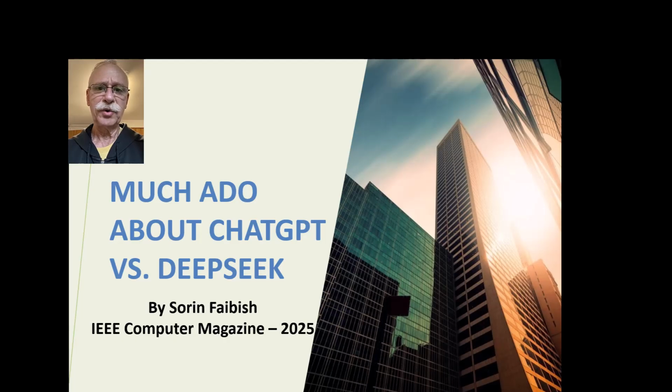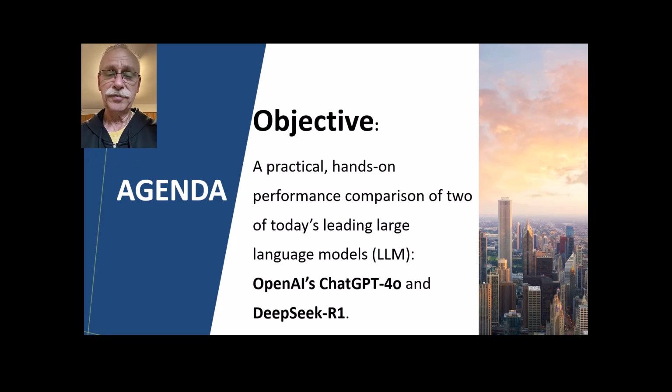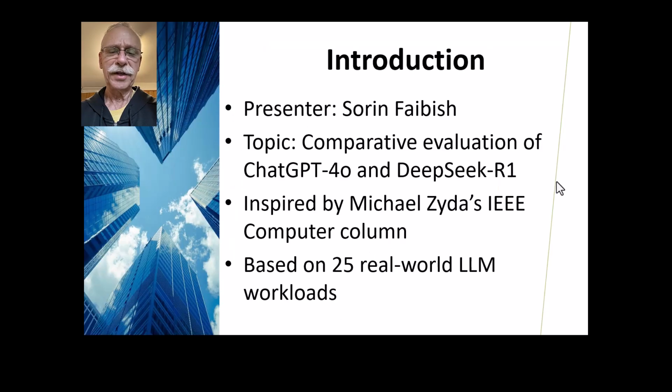Welcome. I'm Soren Fabish, and in this presentation, I'll walk you through a practical, hands-on performance comparison of two of today's leading large language models, OpenAI's ChatGPT 4o and DeepSeek R1. This work was inspired by Michael Zaida's excellent Much Ado About DeepSeek column in IEEE Computer, which framed the rising interest in LLM alternatives. But instead of speculating, I ran the models side by side using 25 real-world workloads and benchmarked their performance, particularly focusing on speed, consistency, and behavioral differences.